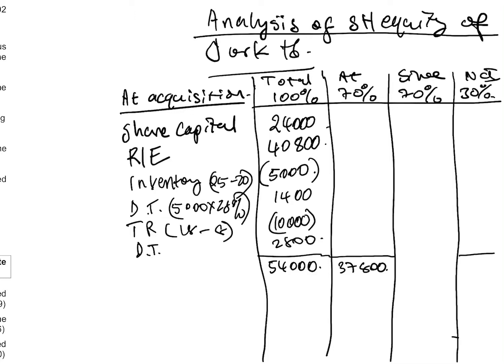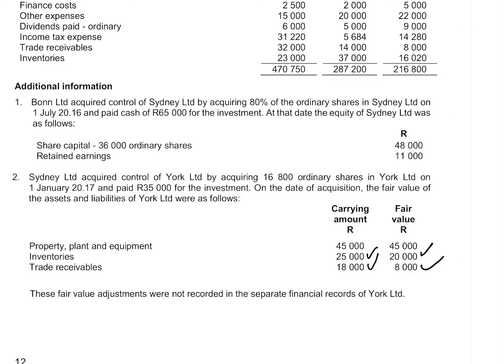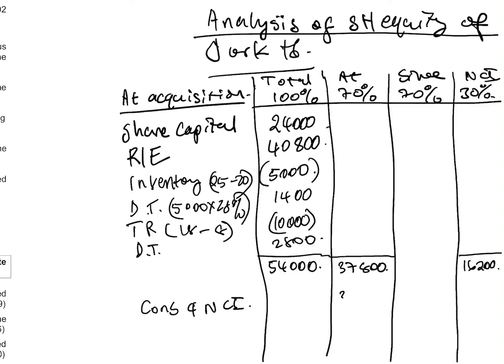NCI: 54,000 times 30% is going to give you 16,200. We jump a line, we write consideration and NCI. Our consideration, they told you that they paid 35,000. Non-controlling interest, we check the policy of the entity. Are they valuing their non-controlling interest at fair value or at proportionate? For this question, they said use the proportionate.